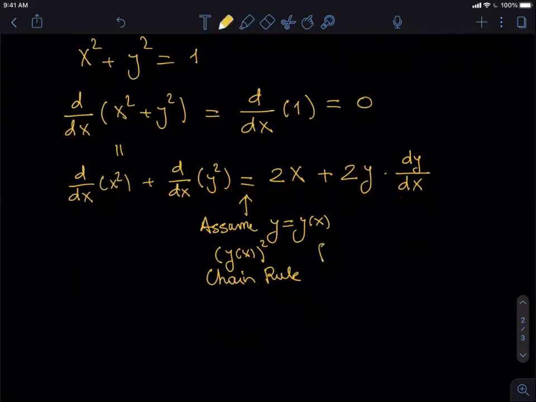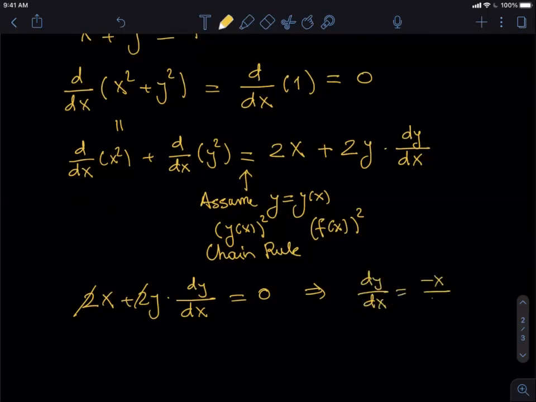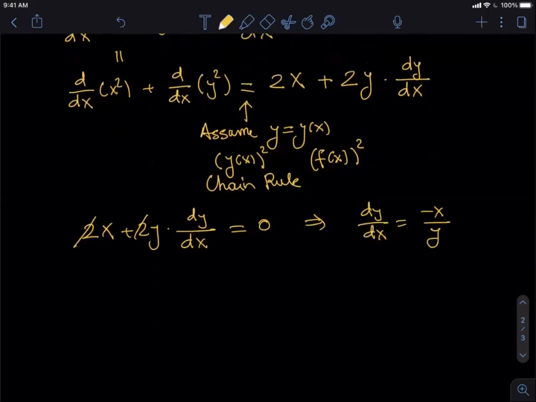Imagine you were writing f of x squared. How would you take the derivative of this? And now here, what did we find? We found 2x plus 2y times the derivative equals 0. So this means we can cancel these two 2's. So this is dy/dx equals minus x divided by y. And that's it. Here we have a very simple expression for dy/dx that involves both x and y.